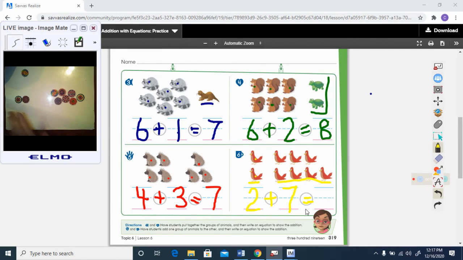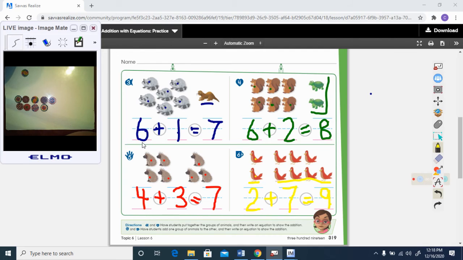2 plus 7 equal, plus means we're putting them together, so we have 2, count with me, 3, 4, 5, 6, 7, 8, 9. How many birds do I have all together? I have 9. Everyone say that with me. 2 plus 7 equals 9.